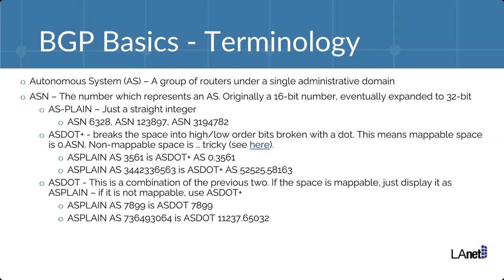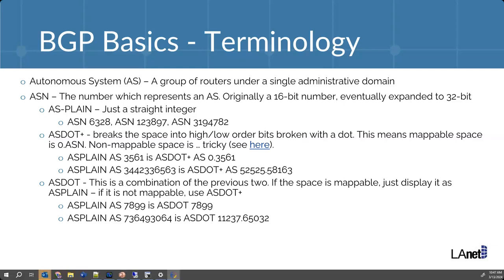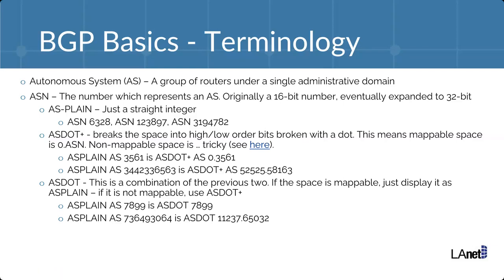AS dot notation basically just simplifies the AS dot plus to drop leading 0s for the low order bits, so that AS plain 7899 still just looks like 7899, but AS plain, this giant number that I have on the screen, ends up looking like this other giant number with a dot in between that I have on the screen, right? So again, if you're looking to do things like cert up and understand deeper, then you absolutely want to go to this link because you're going to be asked when you're studying for your CCNP core exams or when you're doing your CCIE lab exams and things like that.